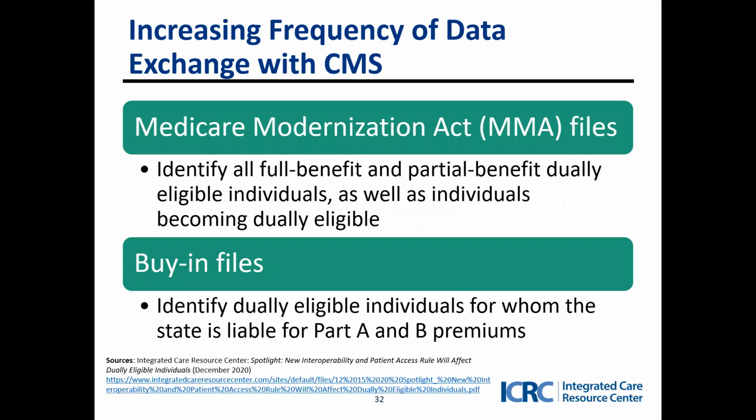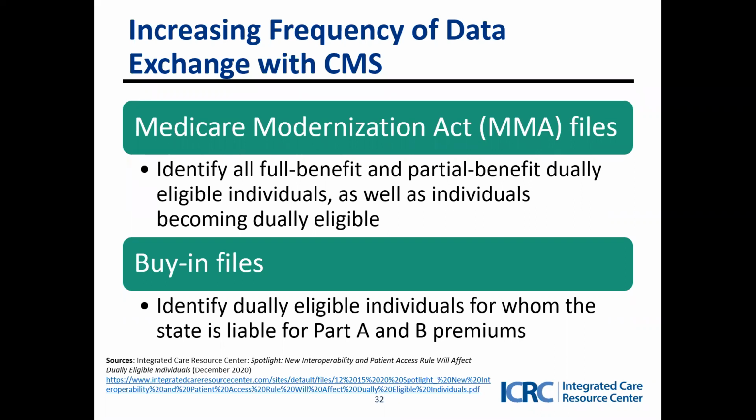So first up is increasing the frequency of data exchange with CMS. But before we dig into that a little bit more, it might be helpful to first provide a brief overview of the specific data that we're talking about here. The first are Medicare Modernization Act files, or MMA files. States exchange these files with CMS to identify all full benefit and partial benefit dually eligible individuals in each state, as well as prospective dually eligible individuals, who are people who will become dually eligible in the next 3 months.